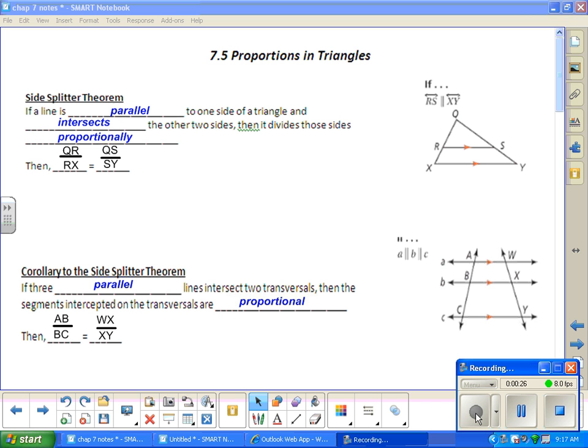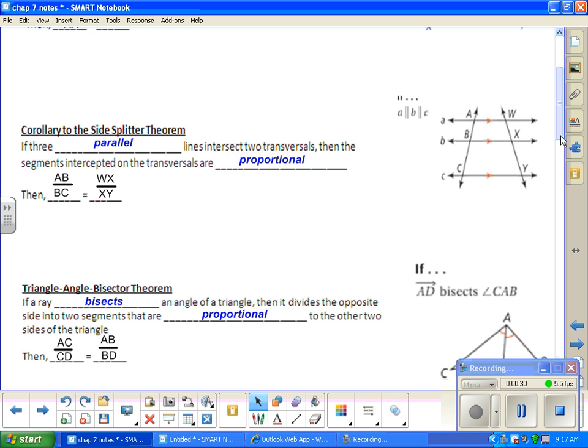The corollary to the side splitter theorem is that if 3 parallel lines intersect 2 transversals, so if A is parallel to B is parallel to C, then the segments intercepted on the transversals are proportional. So the parts that are intercepted are proportional to each other. So AB over BC is equal to WX over XY.